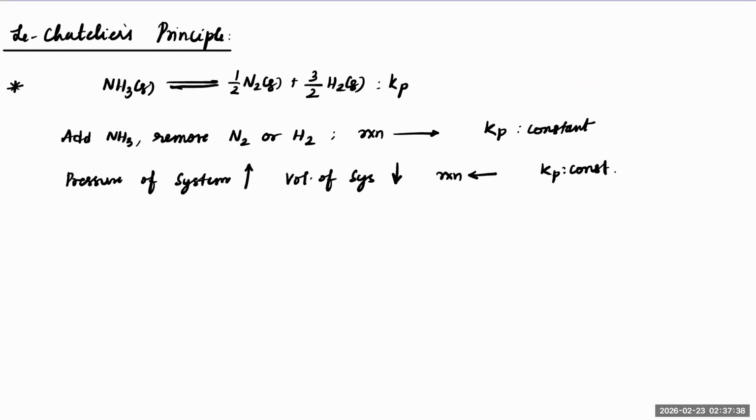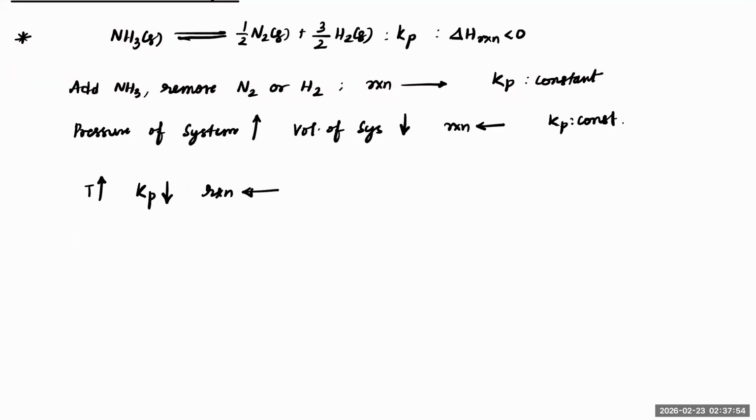And if I give you delta H of the reaction is less than 0, which means it is exothermic, so if temperature is increased, the Kp value will actually decrease and the reaction will go in the backward direction at higher temperature. Got it? This is the effect of temperature.